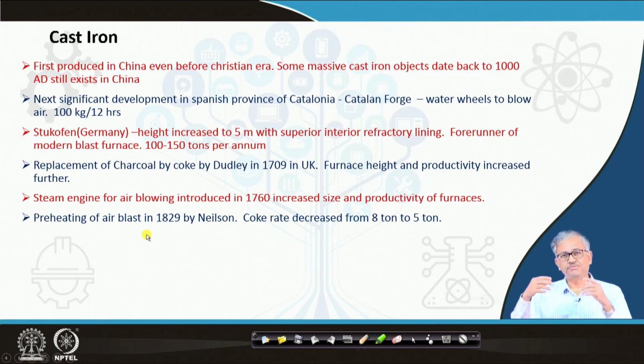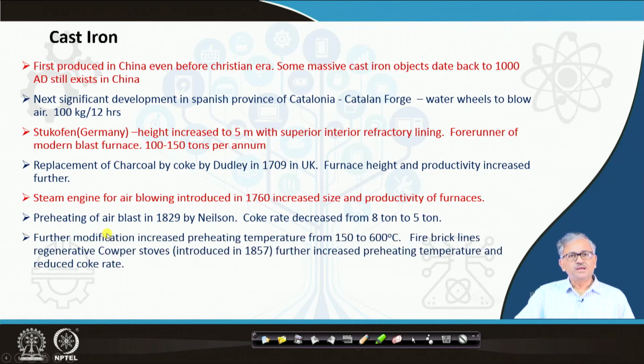very interesting, because if you can preheat the air, then obviously you can supply a lot of sensible heat through the air and you can supplement some of the heat supplied by the coke, and as a result your coke rate decreased. Coke rate decreased from 8 ton to 5 ton. That was the initial thing, and then further modification increased the preheating temperature from 150 to 600 degrees centigrade, and the fire brick lined, regenerative Cowper stove, the Cowper stove for preheating the air blast, came in 1857. That is in the mid 19th century.